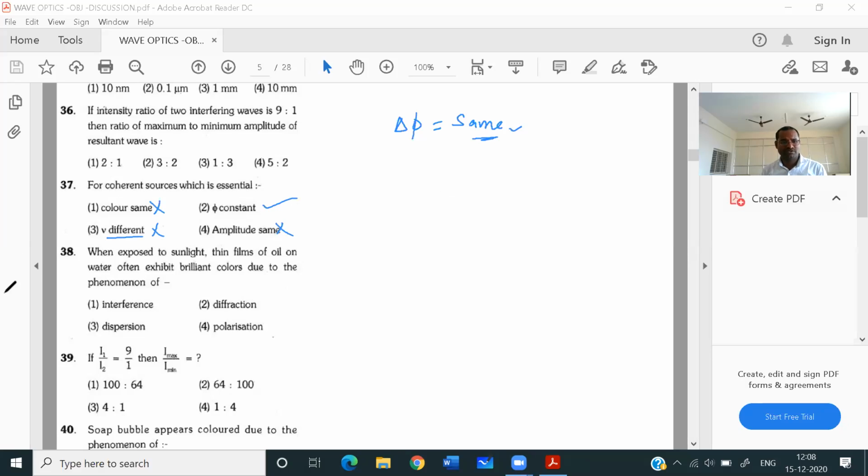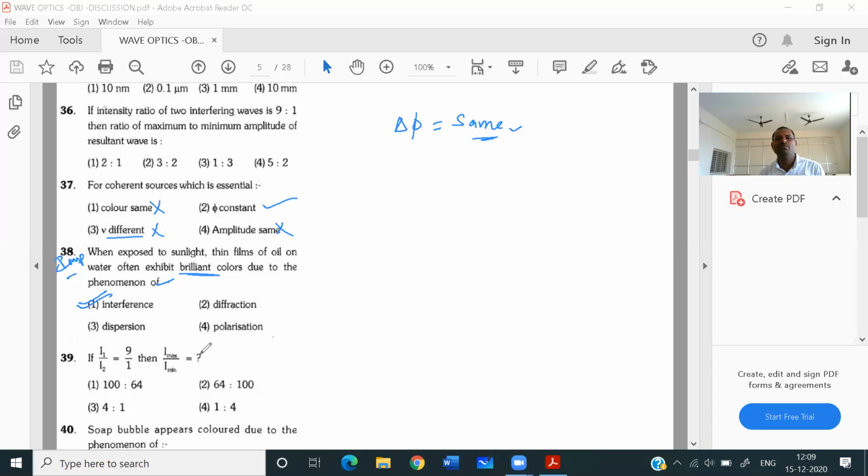Next, question number 38. When exposed to sunlight, a thin film of oil on water often exhibits brilliant colors due to the phenomenon of interference. Important for your competitive exams. Easy question.